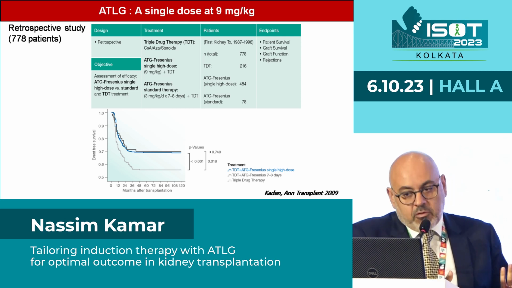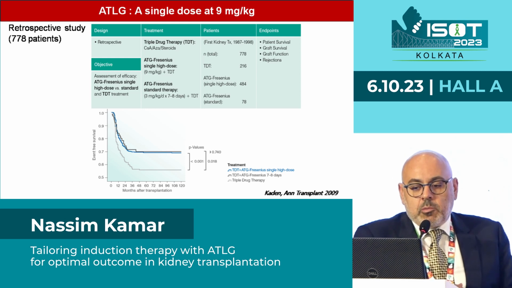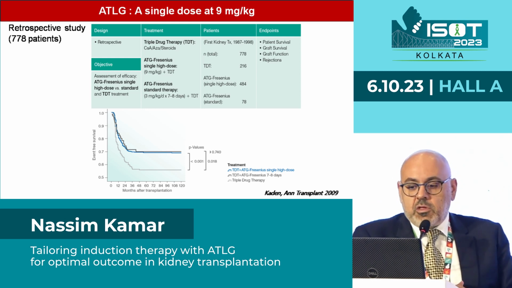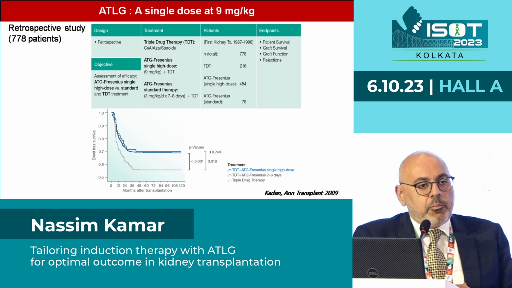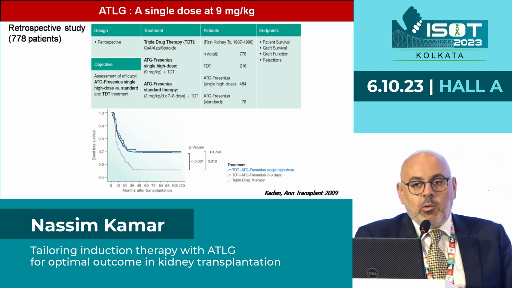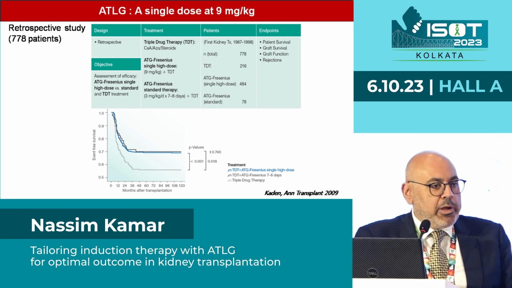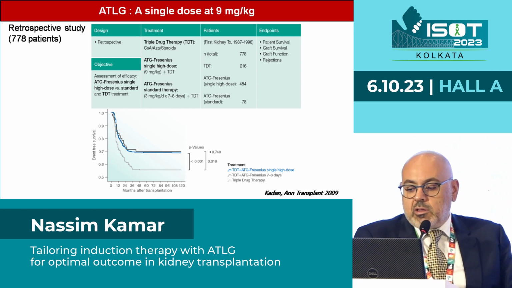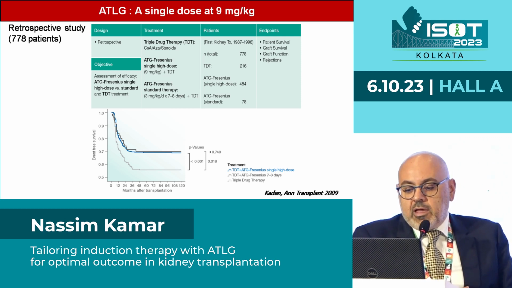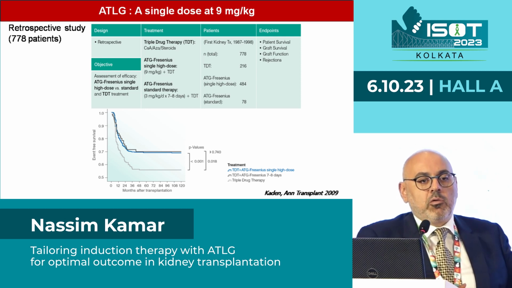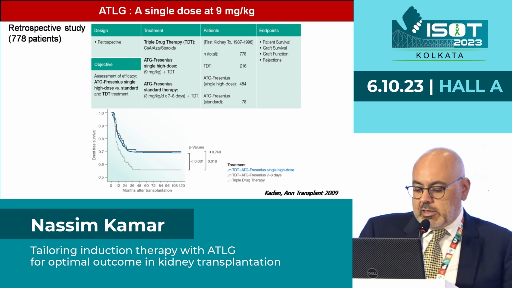This is a quite old study in which patients were receiving either the standard dose, 3 milligrams per kilo per day for several days, or receiving only one dose of ATLG, 9 milligrams per kilo, at transplantation. In this study, which was quite old, the patients were receiving cyclosporine A, azathioprine, and steroids. And they observed that the results were quite similar between patients receiving ATLG once or several doses of ATLG.